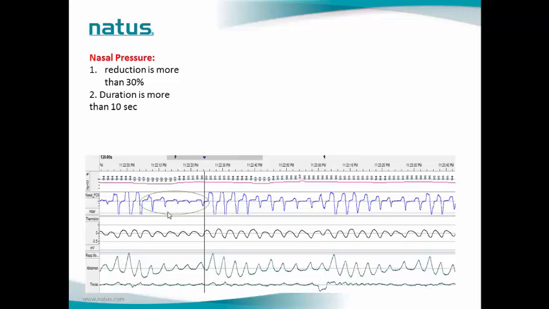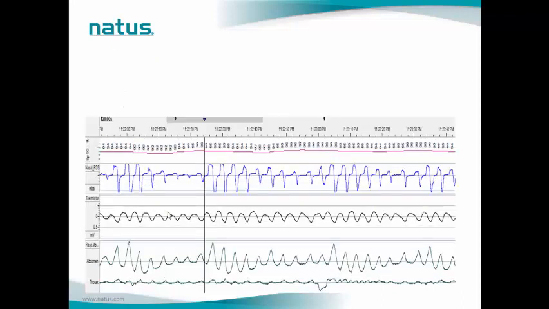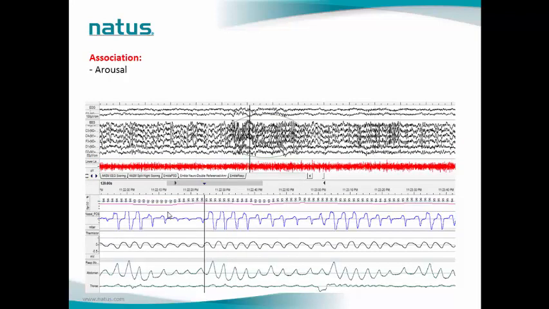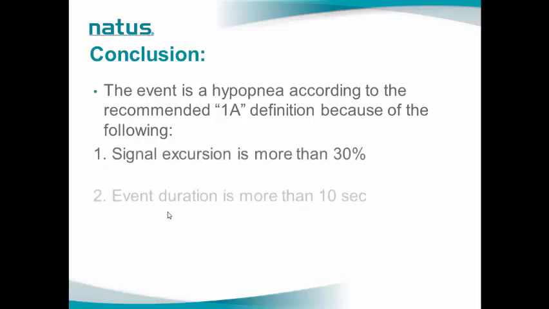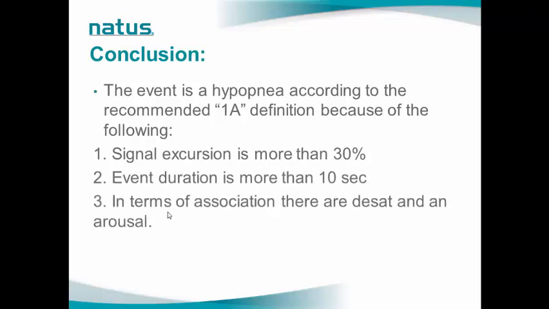Now, in order to fulfill the criteria of a hypopnea, we need to look for associations. So we need to have either a desaturation of more than 3%, which is obvious here. Otherwise, we need to look for associated arousals, which is also obvious here. So the event is a hypopnea according to the recommended 1A definition because of the following. Signal excursion is more than 30%. Event duration is more than 10 seconds. There are desaturation and an arousal.